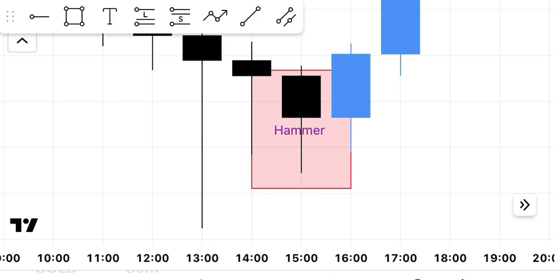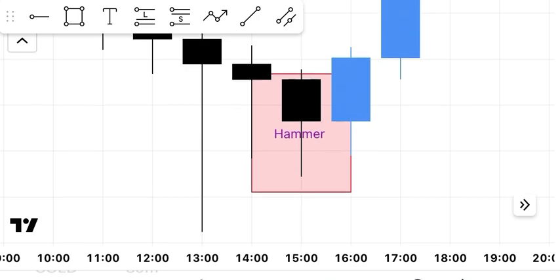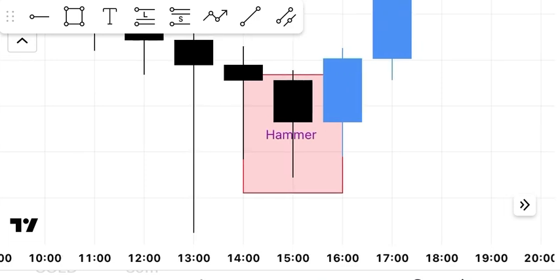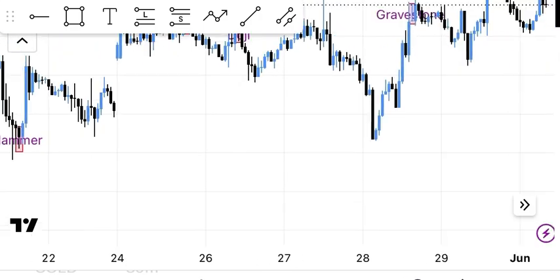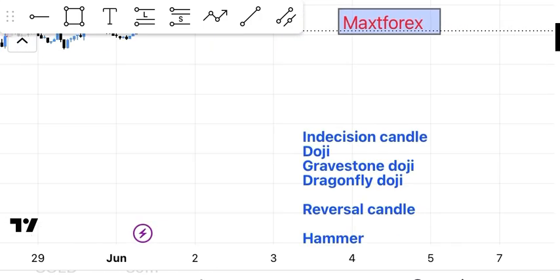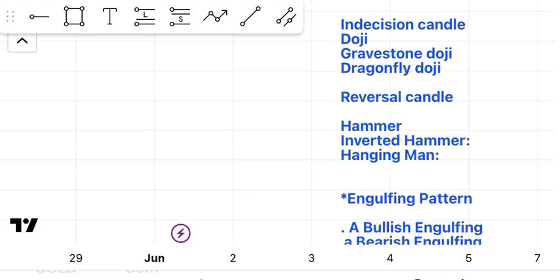And then how to trade it. Location matters. Must be at the bottom of a downtrend or at key support. So location matters where you are trading your hammer candlestick. In whatever candlestick you are using, you must use your location properly, because it helps you get everything done right.